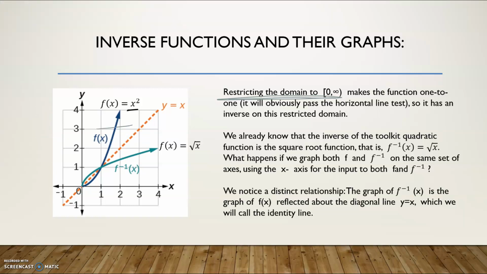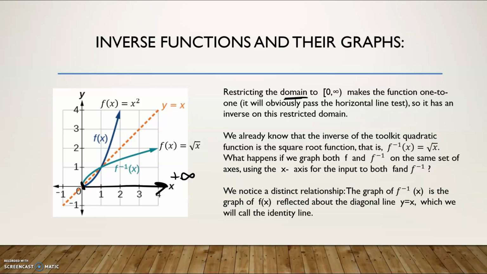Now if this is just this blue function here, anywhere I draw a horizontal line, it's only intersecting that line just one time. So now we have a one-to-one function, which is the premise for looking at inverse functions. Okay, so restricting the domain from 0, so starting right here, going out to positive infinity for our x values. Remember, domain is x values. Okay, so this makes the function one-to-one, and it will obviously pass the horizontal line test. So it has an inverse on this restricted domain from 0 to infinity.